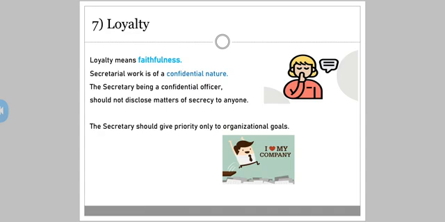Loyalty means faithfulness. Secretarial work is of a confidential nature, as we have already seen. So the secretary, being a confidential officer, should not disclose matters of secrecy to anyone. That means the secretary is not supposed to leak any confidential information of an organization. In fact, the secretary should give priority only to the organizational goals. Keeping everything else aside, a secretary should think to achieve the organizational goals. The secretary should give priority to the organization.